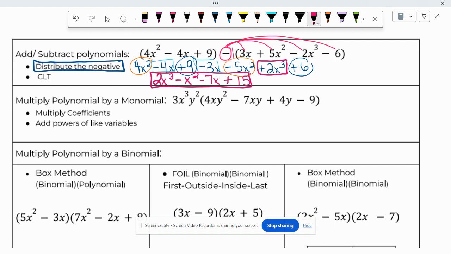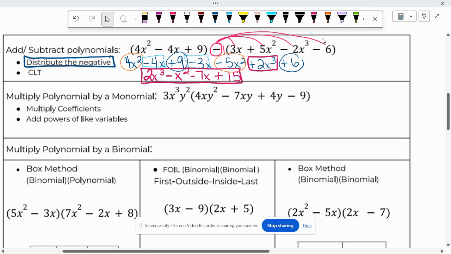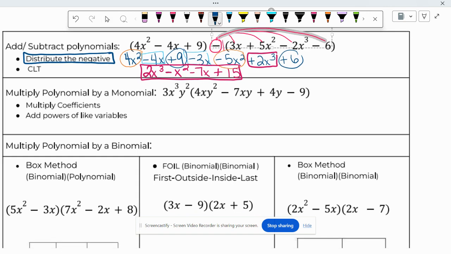When you multiply a monomial to a polynomial, you have to remember to multiply the coefficients first and then add the powers on the same variable terms, right? Add powers of like variables. So let's see. 3 times 4 is 12. X cubed times x to the first gives me x to the fourth. Y squared times y squared, well, 2 plus 2 is 4. 3 times -7 is -21.